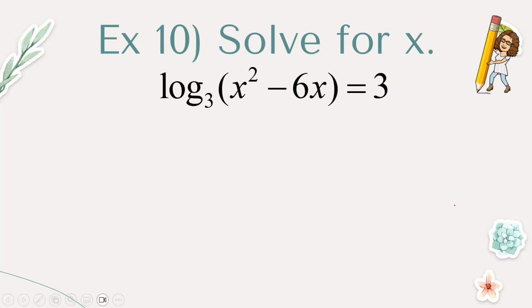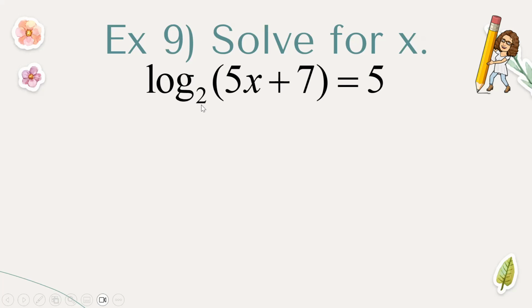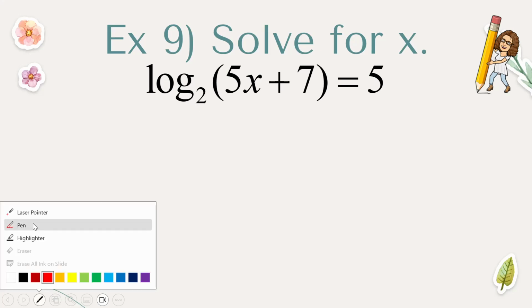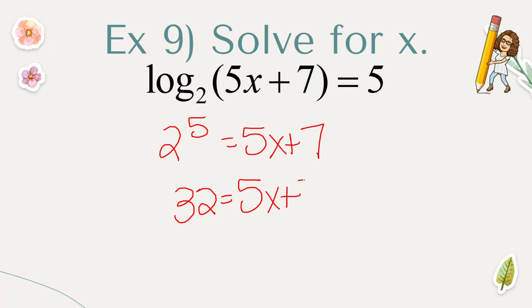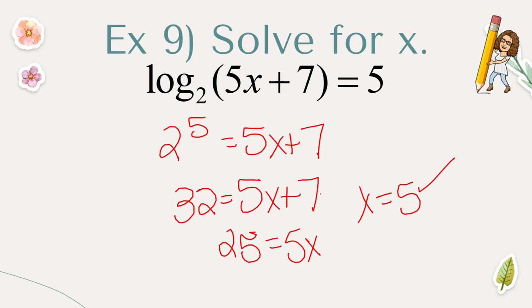And, almost last problem. Let's convert. Lost my pen. Let's convert. So I get 2 to the 5th equals 5x plus 7. 2 to the 5th is 32. 32 minus 7. Marsh doesn't know what that is off the top of her head here. That is 25. So x equals 5. Again, plug it in. Definitely a positive number. All good. No problems there for our answer.